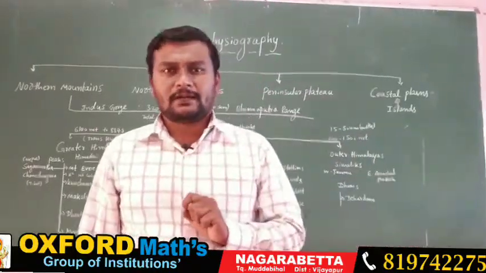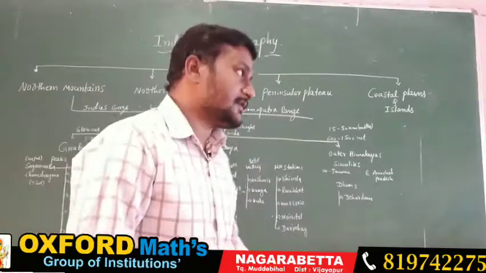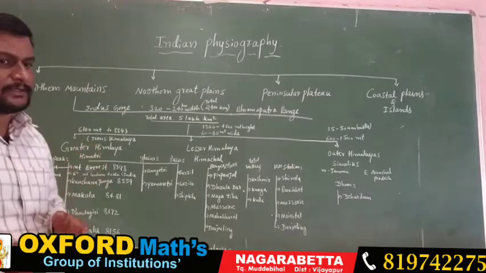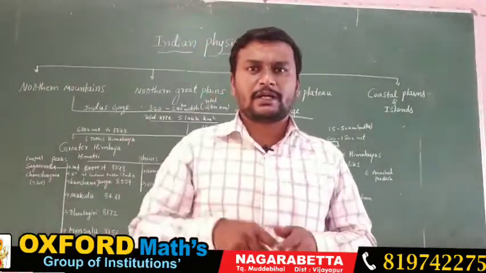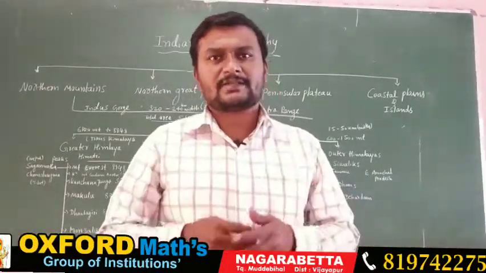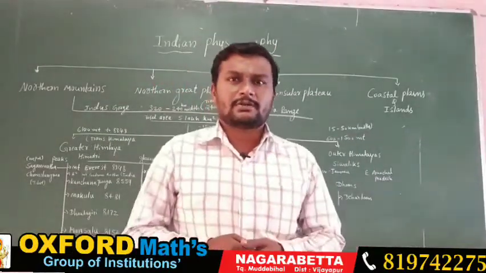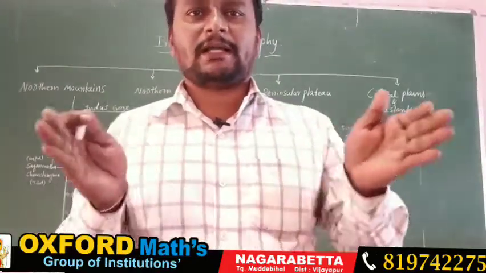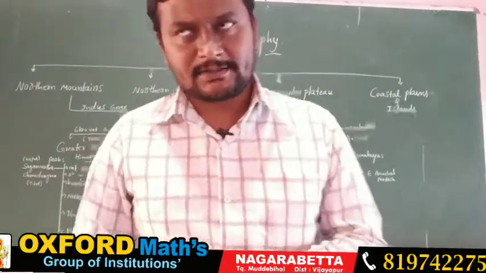Now we have to study the first part of Indian physiography. Which is the first part? It is the northern mountains. You have seen the India map. The north means Jammu and Kashmir up to Arunachal Pradesh. That extent of area is covered by the northern mountains. Today we are going to discuss these northern mountains, with some brief and detailed information which you have not studied in the previous class.